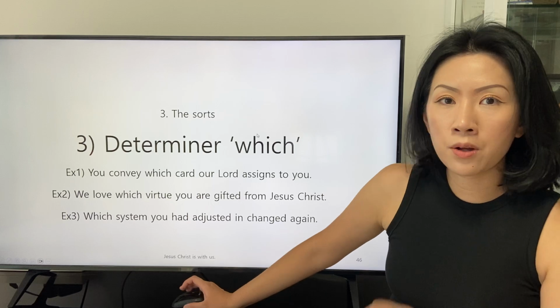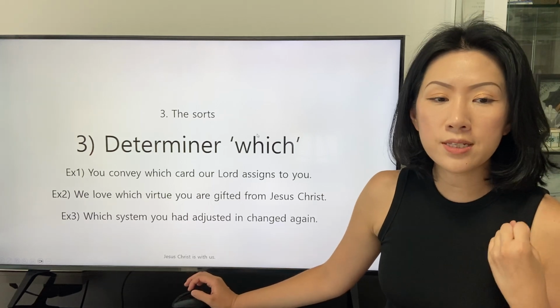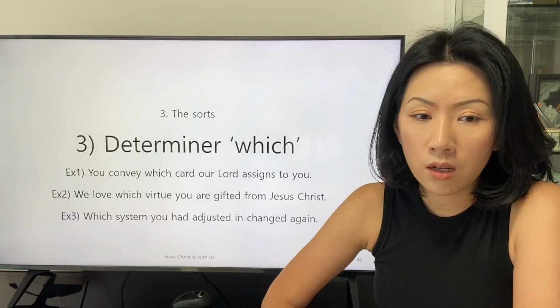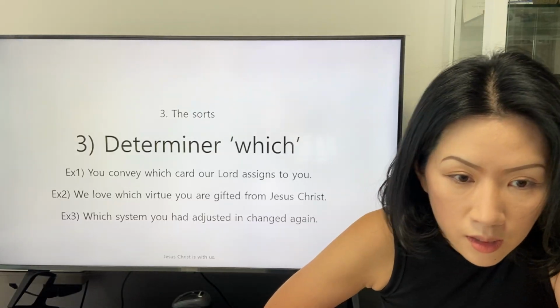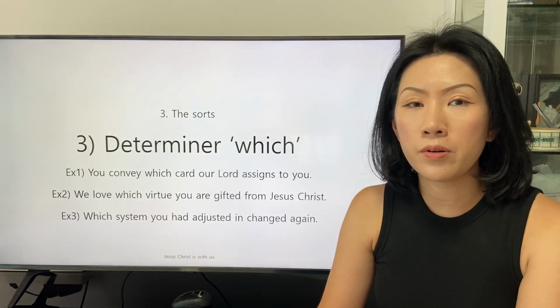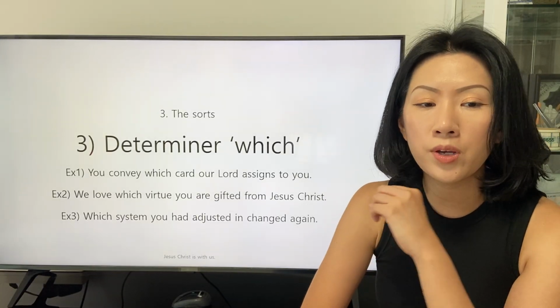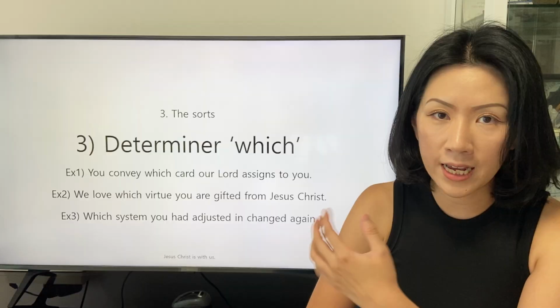Let's study the third example as well. Which system you had adjusted and changed again? I'm sorry, I think I need to read it again. Which system you had adjusted and changed again?